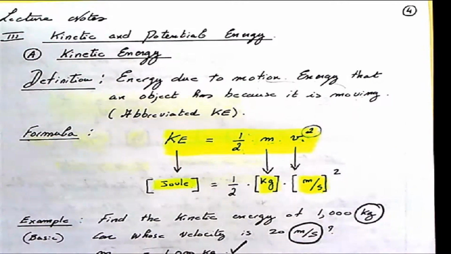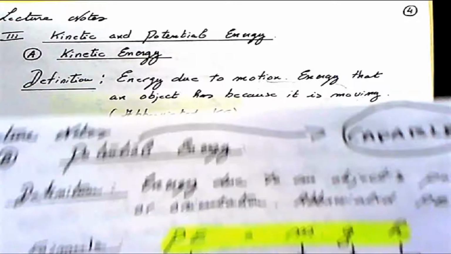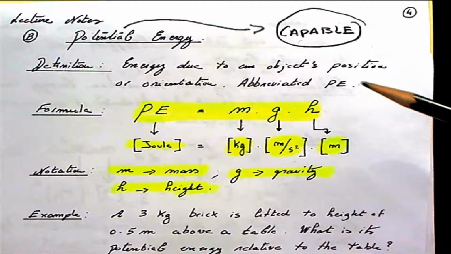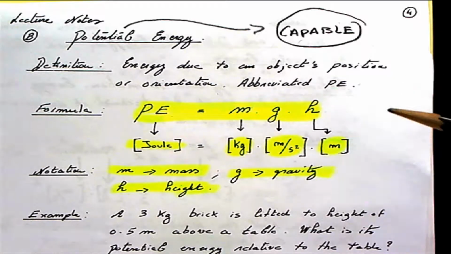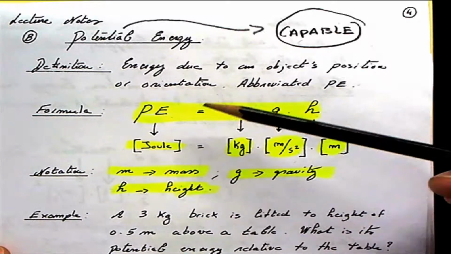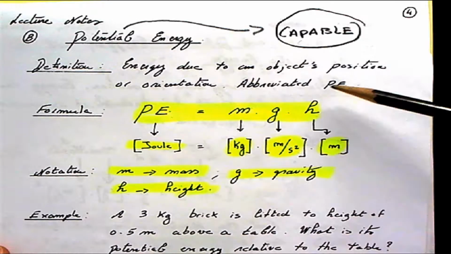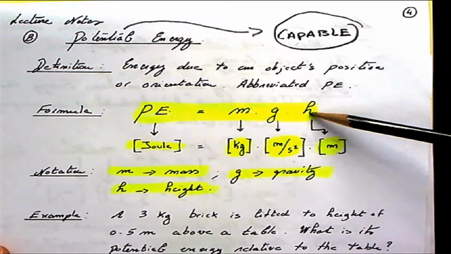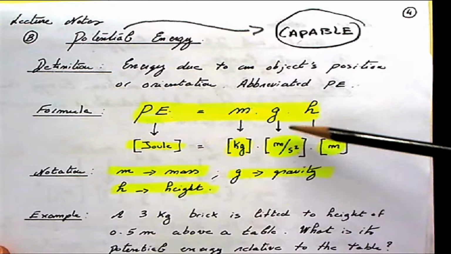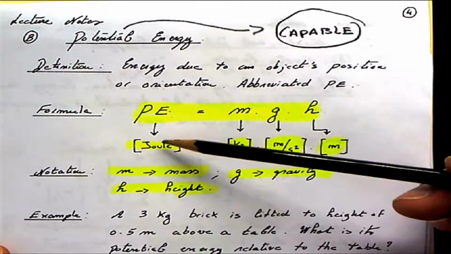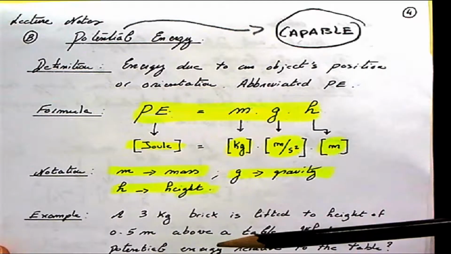Also, we have introduced you to potential energy. That's anything you lift up away from the ground. And we have introduced you that P, which stands for potential energy, is mgh: mass, gravity, and height. And those are the units right there. And it's also energy, so it is joules.